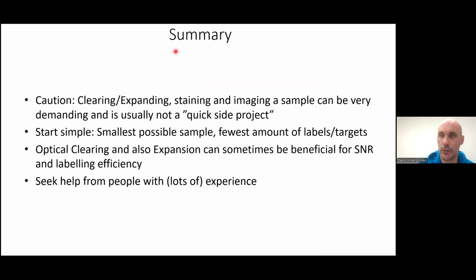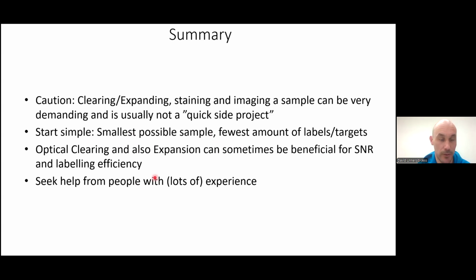So just a little summary. As I already said, both clearing and expansion can be very demanding, and it's usually not a quick side project. So you really have to spend some time and put some thought into this for it to work. Again, start simple. I cannot stress this enough. Smallest possible sample, fewest amount of labels, because it's very easy to start from the beginning and think, yeah, I'm going to clear a whole brain, I'm going to image 5 targets at once, etc. But yeah, start simple.